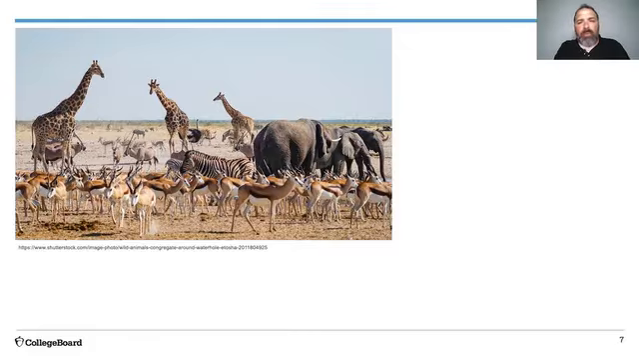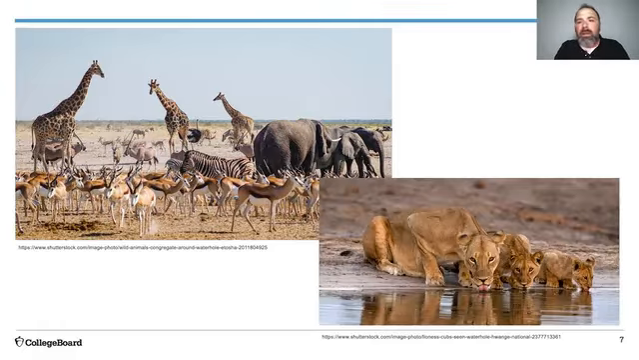We've got a bunch of herbivores. So we got elephants, we got giraffes, we've got some other animals there. But if you notice, lots and lots of herbivores. What are we missing? Our carnivore.